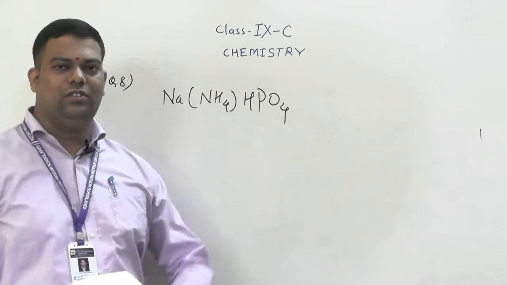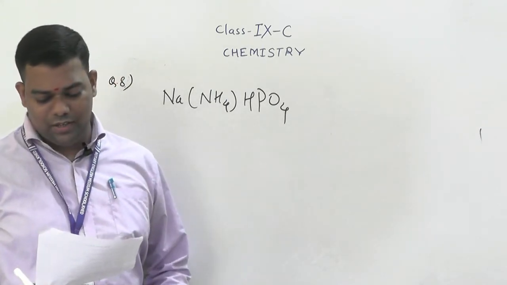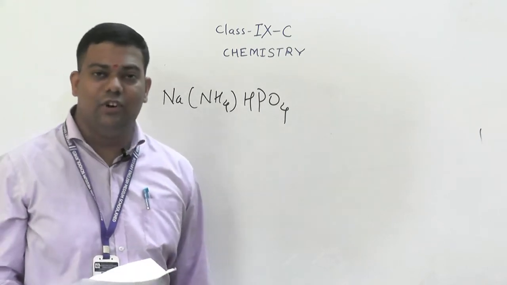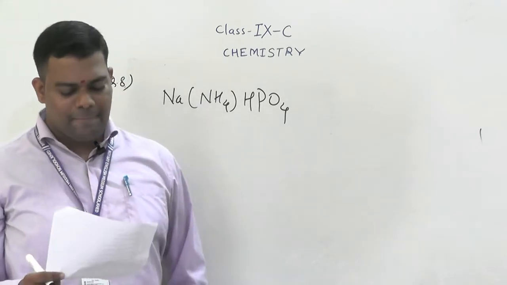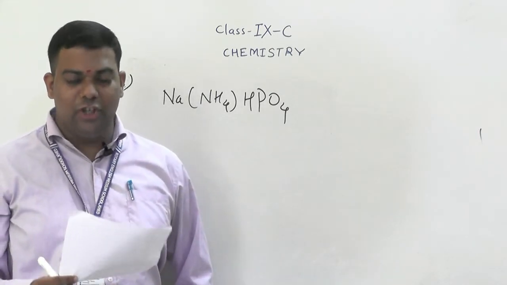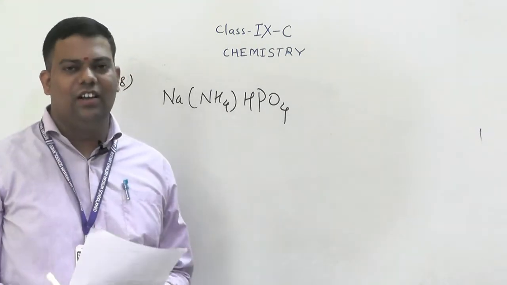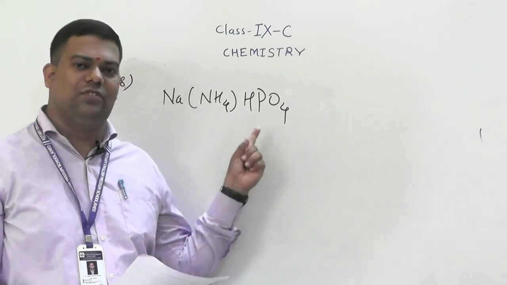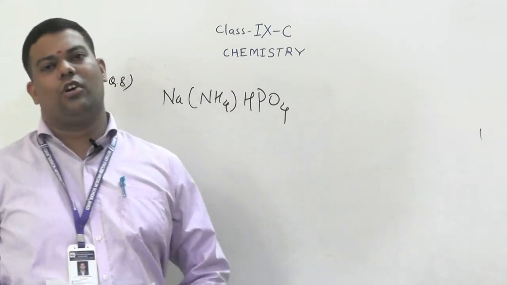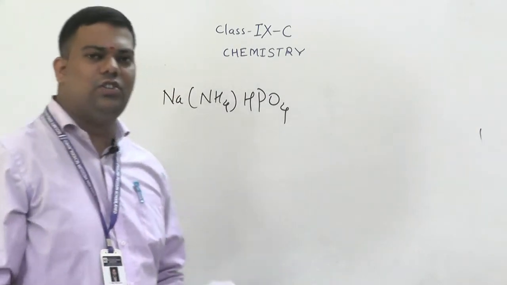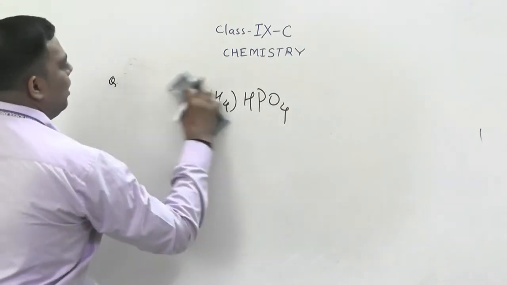Small b, ammonium hydrogen phosphate. No, sodium is skipped in this option. In small c, sodium ammonium hydrogen phosphate. Yes, that is the correct chemical name of this substance. Small d is none of these, but your option is small c. Understood? So we will discuss the next, question number 9.